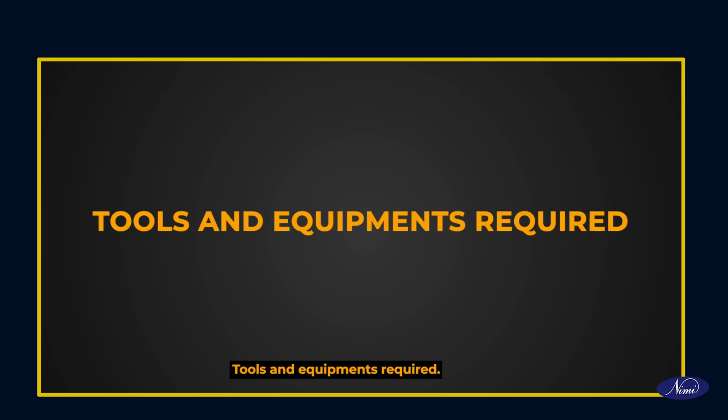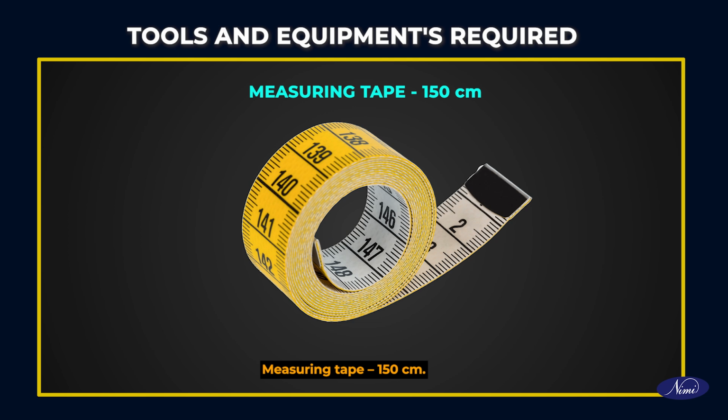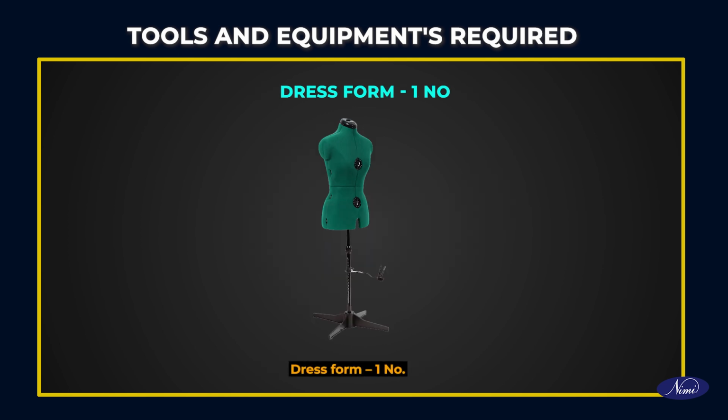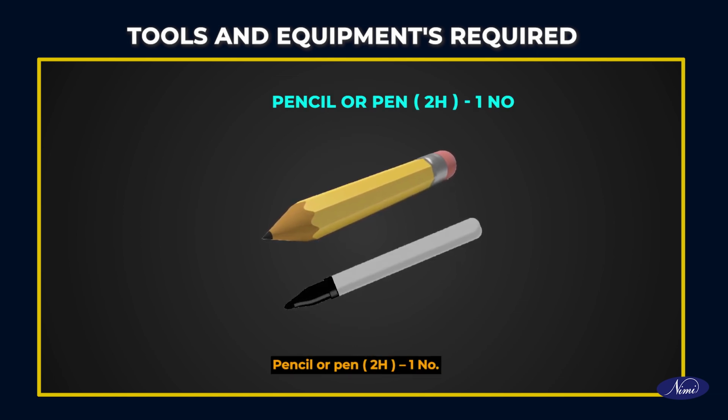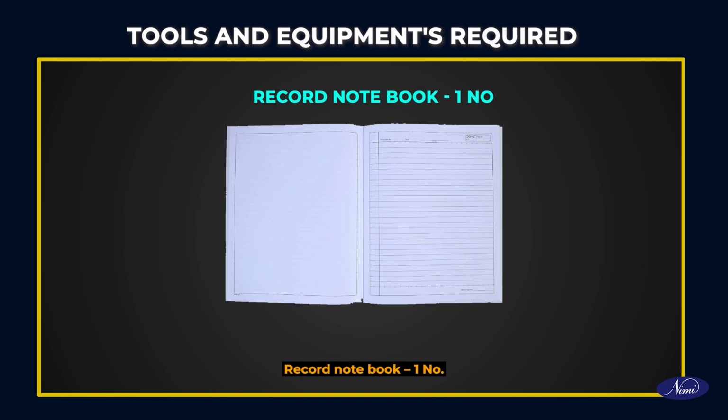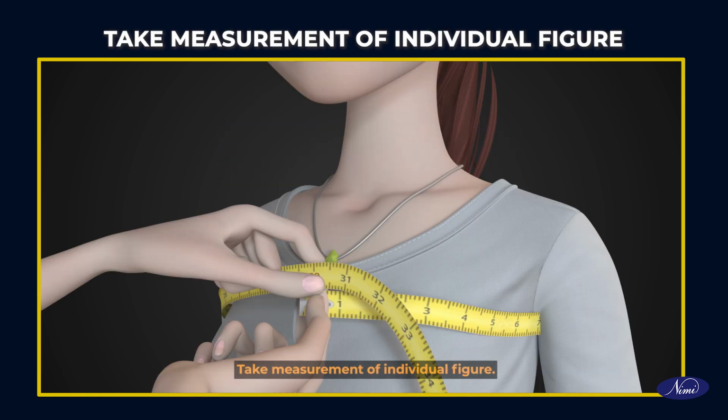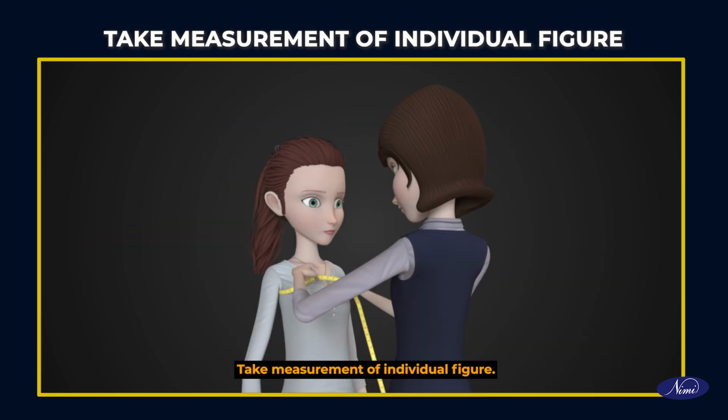Tools and equipments required. Measuring tape 150 cm. Dress form 1 number. Pencil or pen 2H 1 number. Record notebook 1 number. Take measurement of individual figure.